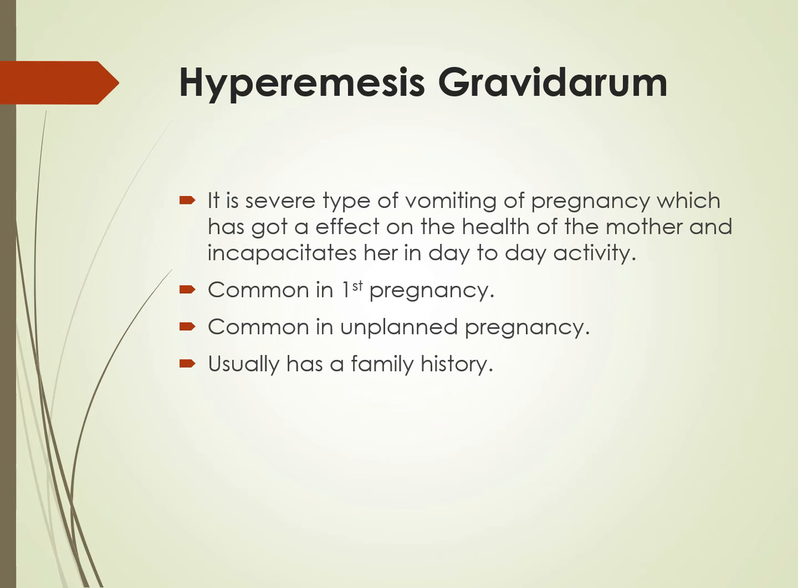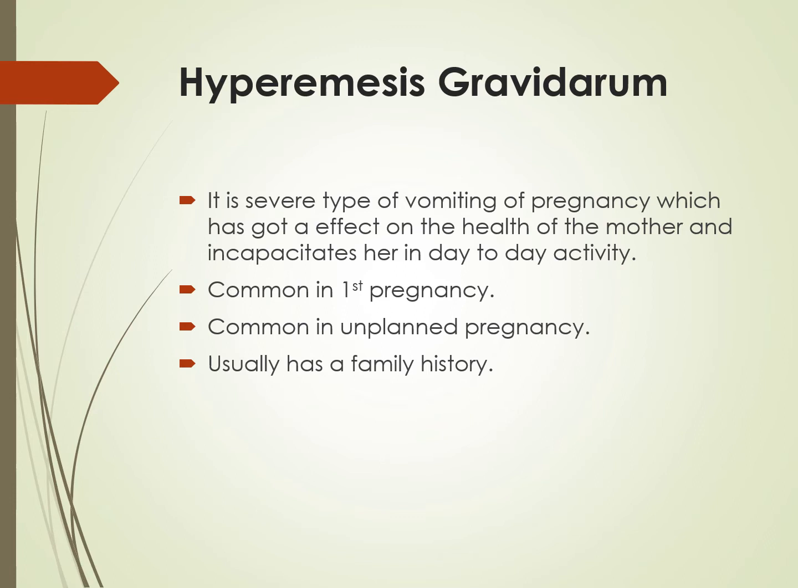Now, the cause as such is not very well known for this hyperemesis gravidarum, but there are certain reasons which are mentioned. Most commonly, it occurs during the first pregnancy. The intensity of this hyperemesis will go on reducing with the consecutive pregnancies. So usually, it's not a rule, but usually it is common in first pregnancies, and they say that it is also common in unplanned pregnancies. When the pregnancy was not expected, when it was not planned, when it comes as a surprise, then in such cases there can be excessive nausea and vomiting.